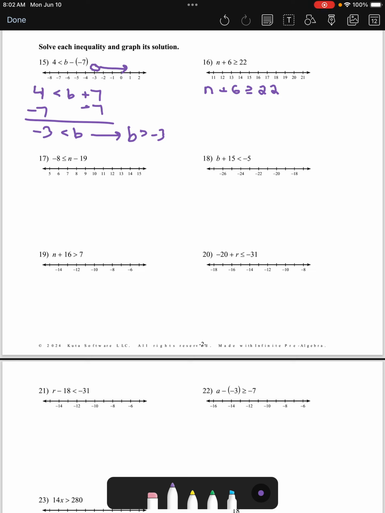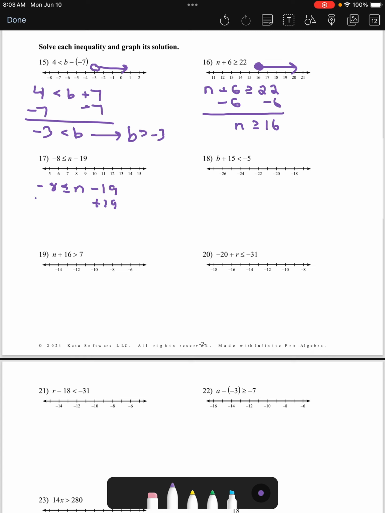For number 16, we have n plus 6 is greater than or equal to 22. We don't need to rewrite this to change anything. I'm just copying it because I don't want to try to do work through the number line. We're trying to remove a positive 6, so we're going to subtract 6 from each side to get n is greater than or equal to 16. 16's on our number line, so we are good. We're going to put a circle at 16. We will fill it in because it is greater than or equal to, and a greater than inequality puts its arrow to the right.